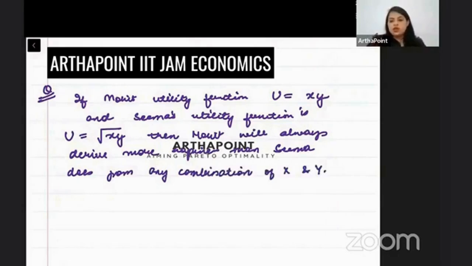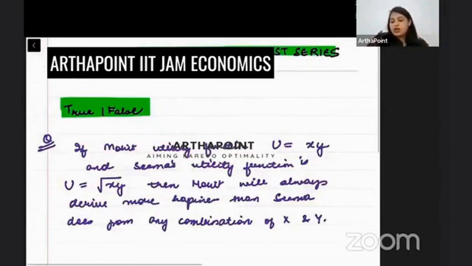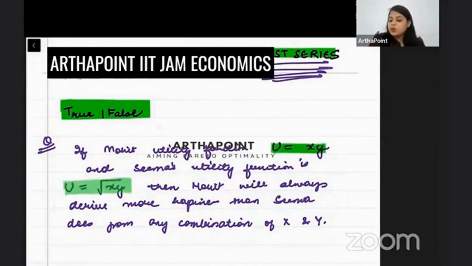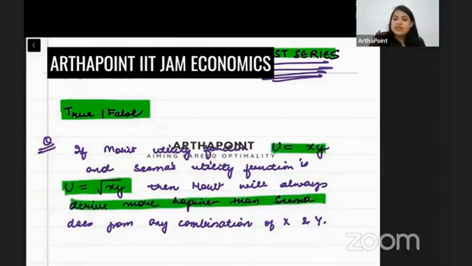You have to go ahead and try to solve this. I'm going to give you 5 minutes to solve this question. I just made up this question. You have to tell me whether this statement is true or false. This is based on one of the IIT JAM mock papers series that we have in our course. So if Mohit's utility function is u is equal to xy and Seema's utility function is root xy, then Mohit will always derive more happiness than Seema for any combination of x and y.